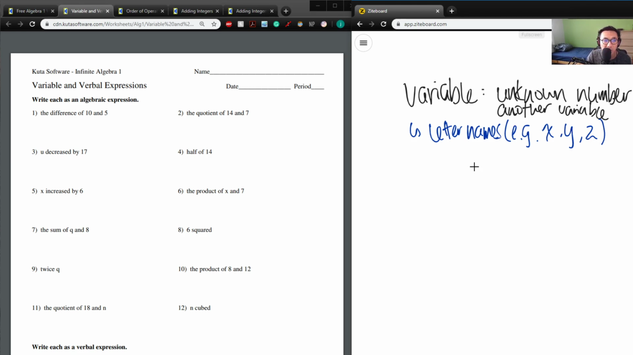So just a little review. We're going to go over the concept of a variable, and we're going to walk through this pretty quickly. A lot of this is review, so I'll try to breeze through this fast part here. What we have here is it's saying write each as an algebraic expression. So let's define an algebraic expression first.